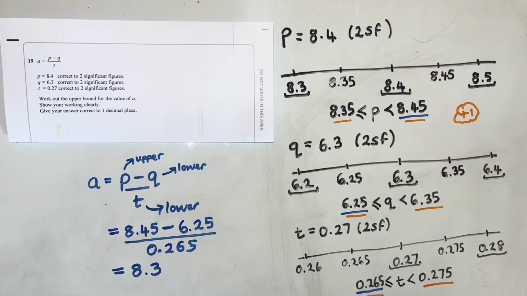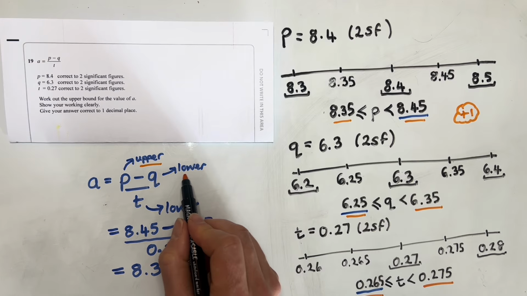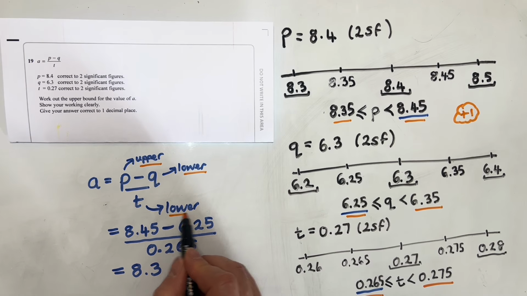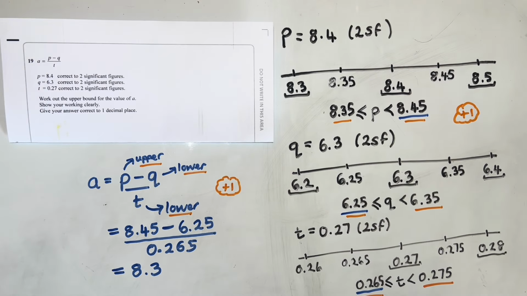The second mark is for showing that you're going to use the upper bound for P, the lower bound for Q, and the lower bound for T, and input in the values that represent these bounds. And the final mark is for getting the final answer.